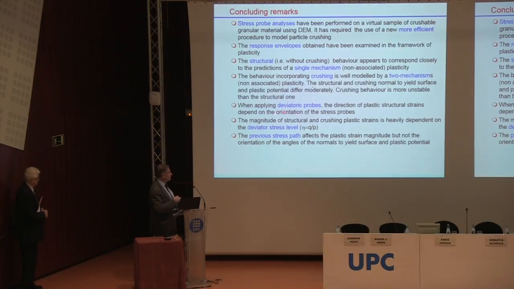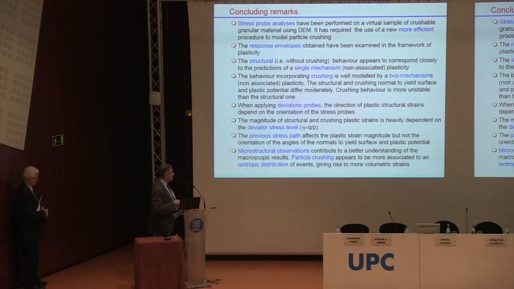We found that the magnitude of these plastic strains very much depends on the deviatoric stress level, and the closer we are to failure, the more significant they are. And the previous stress path appears to affect only the magnitude, but not the orientation of the normals to the yield surface and plastic potential. And finally, we didn't have time to develop that in detail, but microstructural observations do contribute to a better understanding of macroscopic results. There is a wealth of information there that helps to understand why these apparently macroscopic continuum models seem to be working well for assemblies of granular materials.